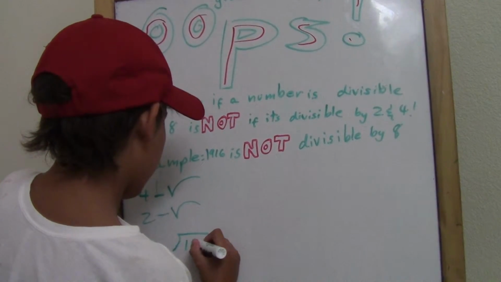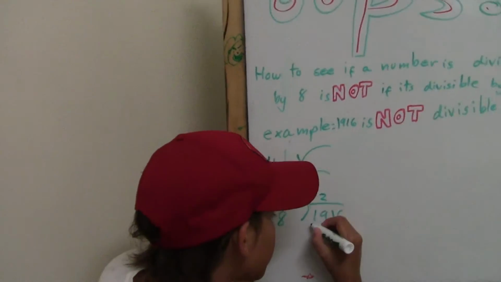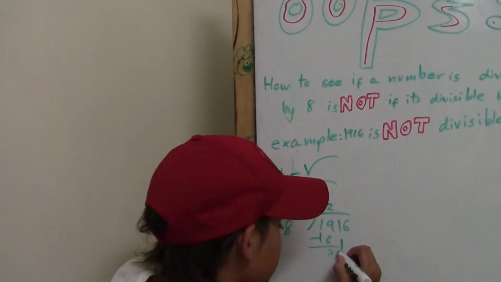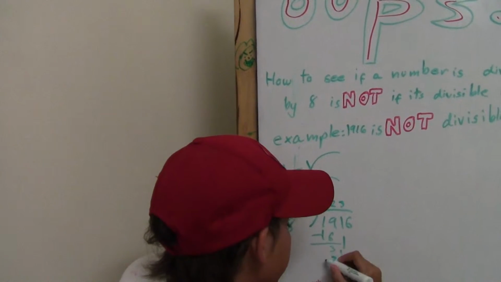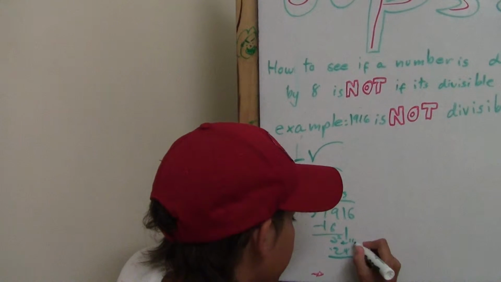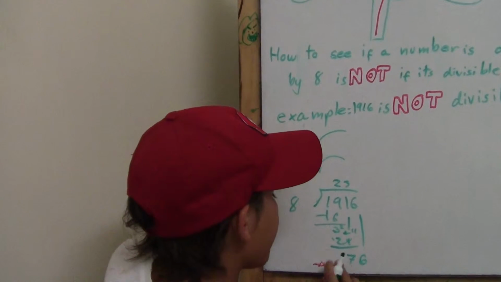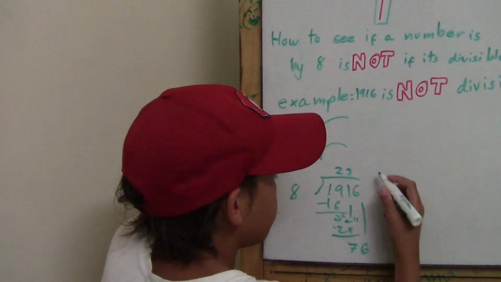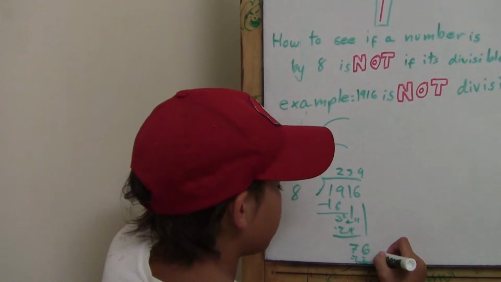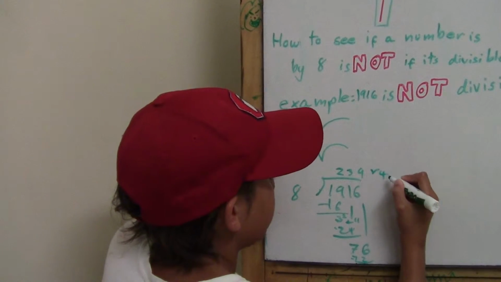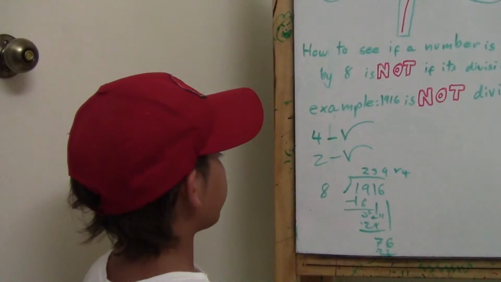Okay, 8 divided by 19 is 2, that would be 16. There's 3, 1. You can't use 4 because it's not 32, so you have to use 3. 24 minus that, 2, that would be 11. 7, bring down the 6, and 72, 9. Impossible. It's divisible by 2 and by 4, but it's not divisible by 8.